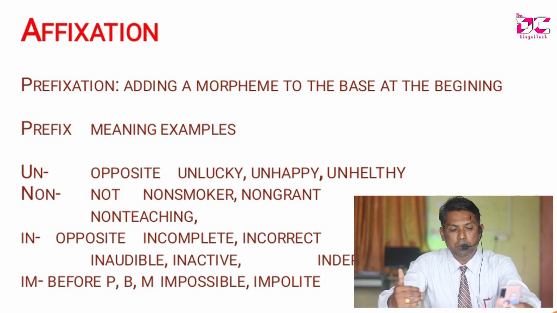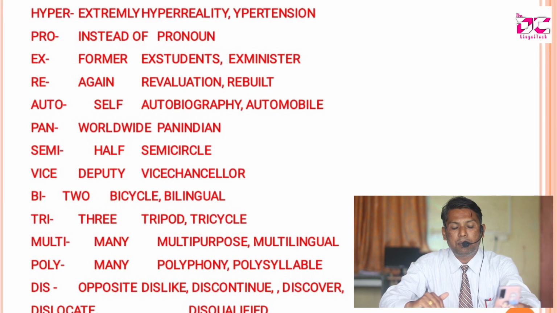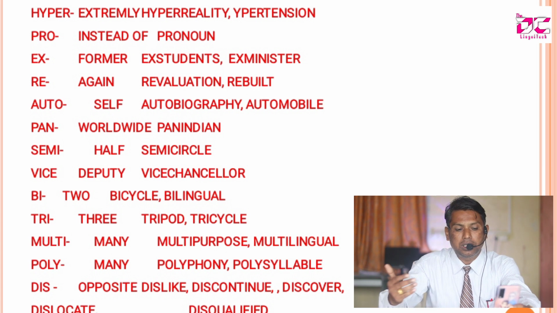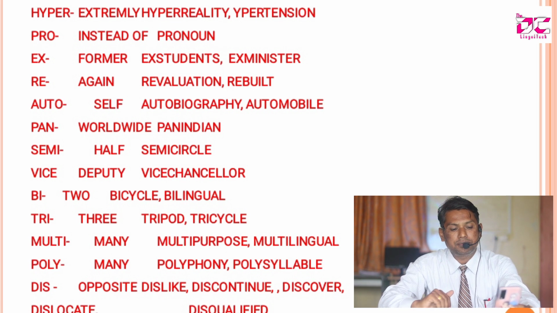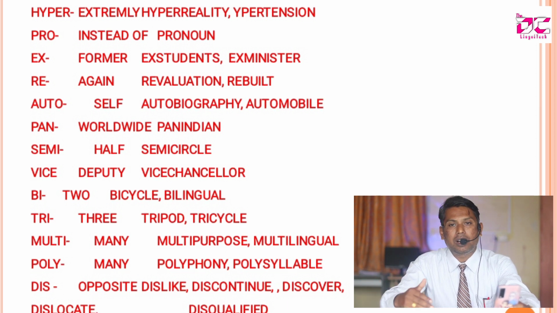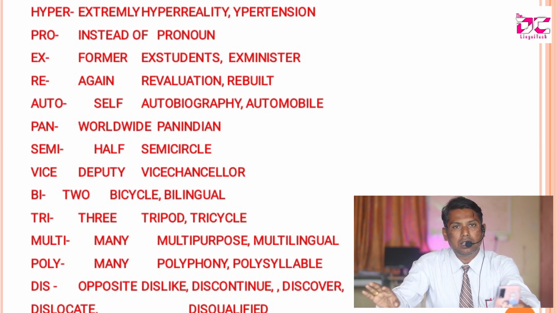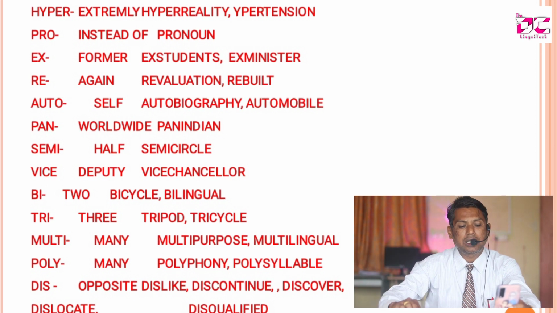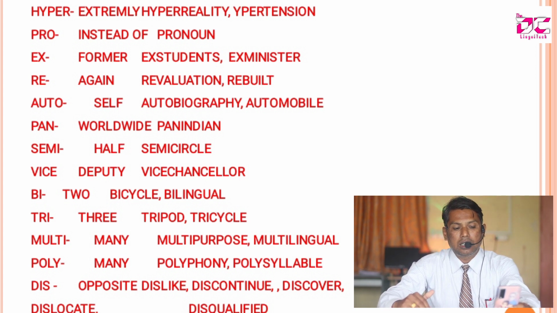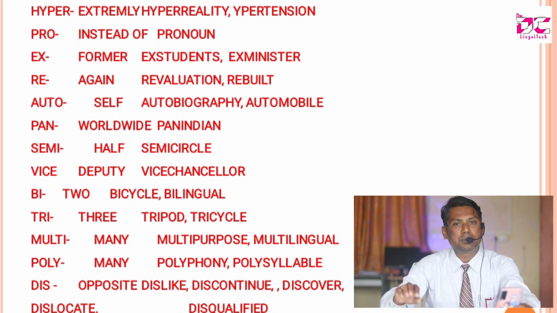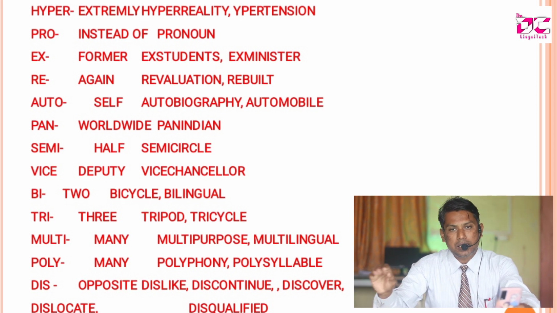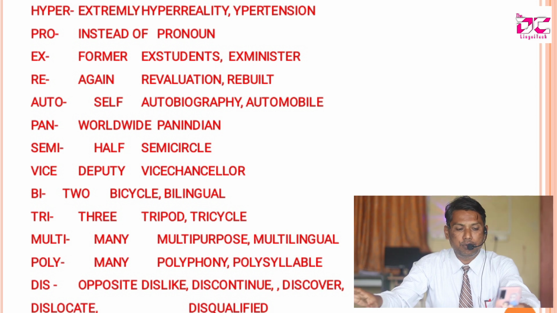Let's move on further to hyper. Hyper is extra or something more than, like hypertension. Most of the people say we have hypertension, or hyperreality. Hyperreality is something which is not real but which is beyond the reality, so we can say hyperreal. Let's see another one, ex. Ex is former, like ex-minister, ex-prime minister, ex-boyfriend, ex-girlfriend, ex-wife, ex-serviceman.